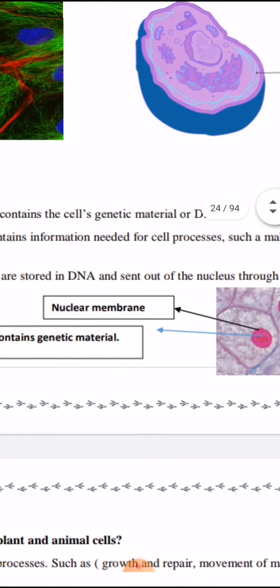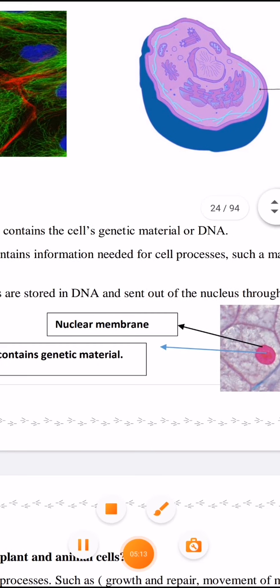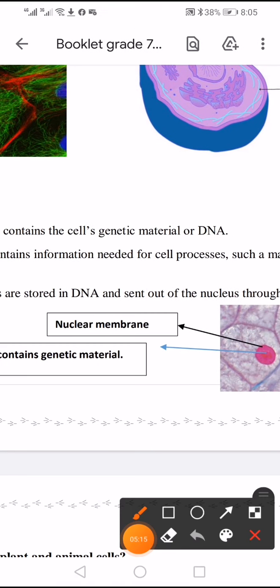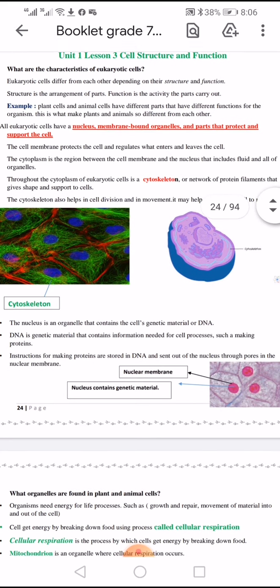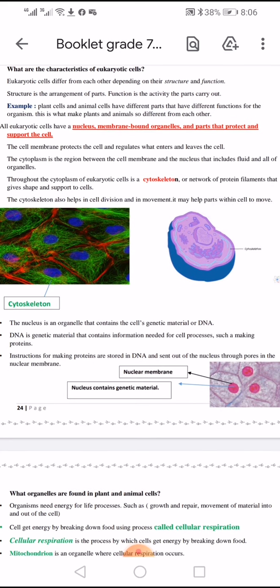Look, cell membrane, nucleus. Inside the cell nucleus there is another structure, the nuclear membrane, which contains genetic material. This membrane is called the nuclear membrane. Inside it is the genetic material or DNA. DNA is important because it carries information about the cell and contains information needed for cell processes, like making a protein.